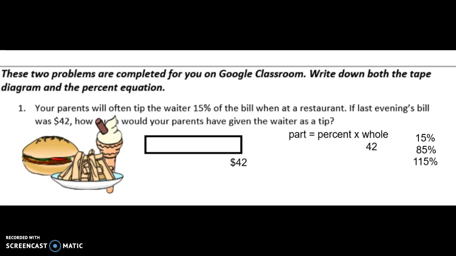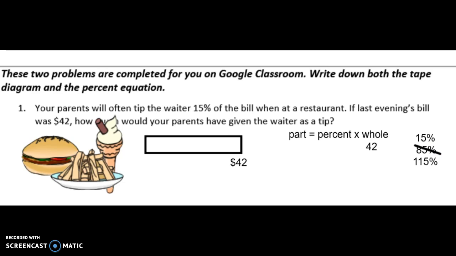It says, how much would your parents have given the waiter as a tip? So to say 85%, that's the easiest one to get rid of right now. It's not going to be 85% because if I'm leaving a tip, that's not a discount. I don't keep the 15%. So I'm not taking away 15%. I'm not going to be saving money. I don't have a discount.